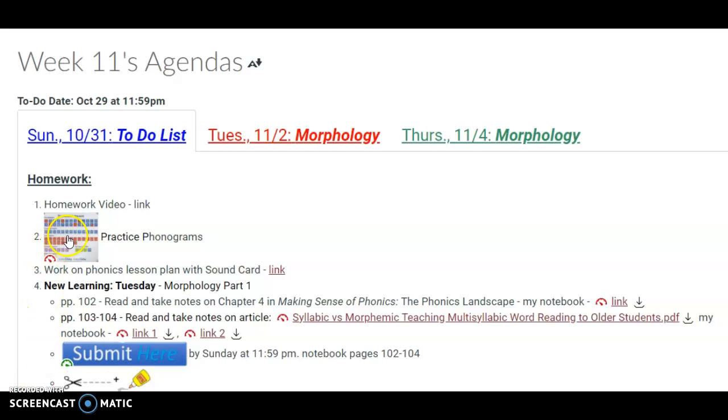So the first thing I have on here is number 2, practice your phonograms. Think of your quiz and what maybe you had trouble with. Then move on to number 3.